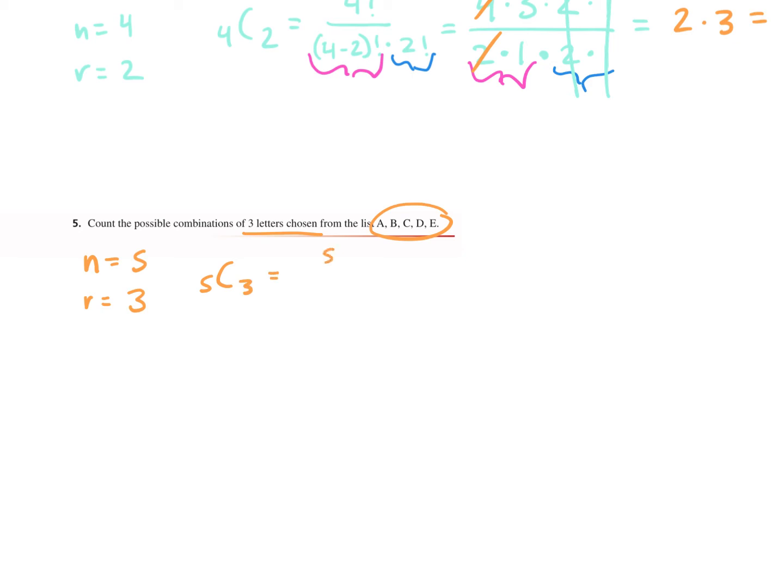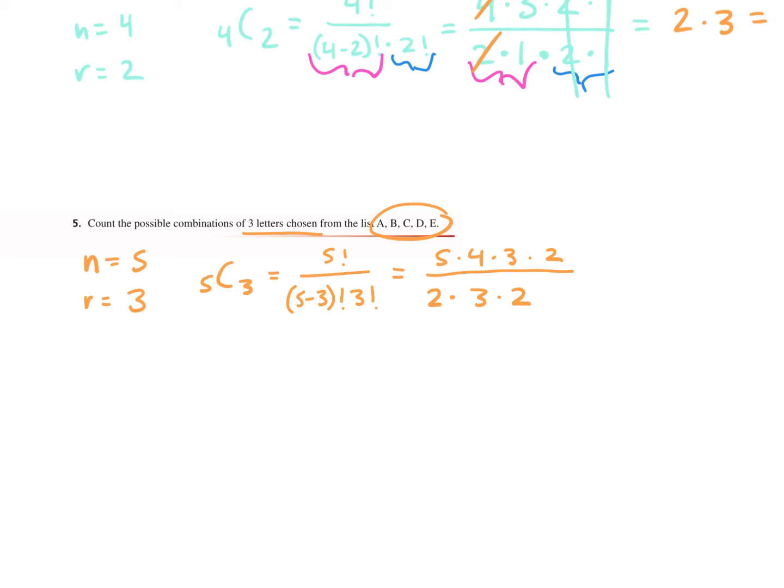So on the top we have 5 factorial over, on the bottom, 5 minus 3 factorial times 3 factorial. So we have 5 times 4 times 3 times 2 on the top. I'm not going to write the 1 because we don't really need it. 1 times anything is just that thing. So on the bottom, 5 minus 3 is 2, so 2 factorial would just be 2 times 1. Again, I'm not going to write the 1 because we don't need it. And then 3 factorial is 3 times 2.